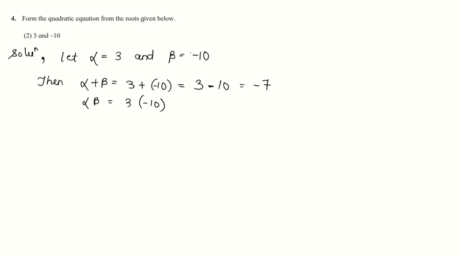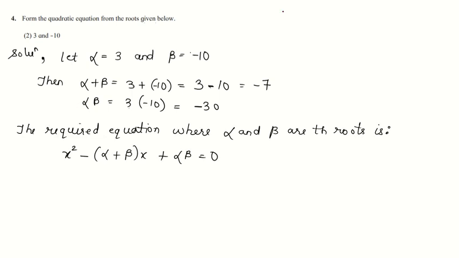What is alpha into beta? 3 into minus 10 is equal to minus 30. So the required equation where alpha and beta are the roots, we can write as x squared minus (alpha plus beta) x plus alpha into beta is equal to 0. So just write down the values now. x squared minus, what is alpha plus beta? It is minus 7. Minus 7x plus, what is alpha into beta? It is minus 30 is equal to 0.